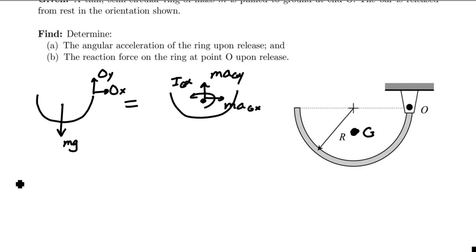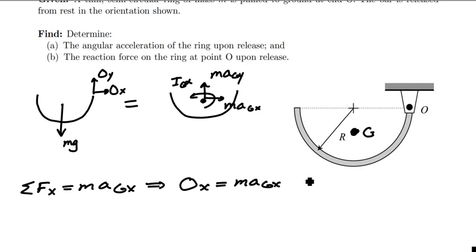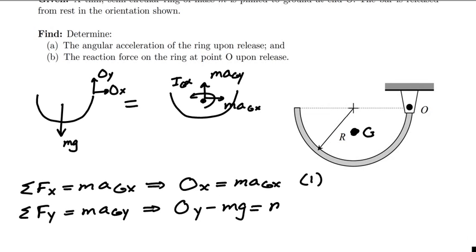So with that in mind, I can go ahead and apply my kinetics equations now. If I sum forces in the x direction, I know that's going to equal the mass times the acceleration of the center of mass in the x. And so if I do this, I'll simply get that OX is equal to m times a_Gx. Let's call that equation 1. If I sum forces in the y direction, that's going to equal m times a_Gy. And so if I do this here, what I'm going to have is OY minus mg is equal to m times a_Gy. And we can call that equation 2.